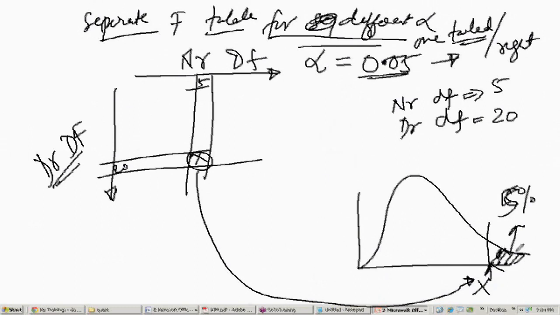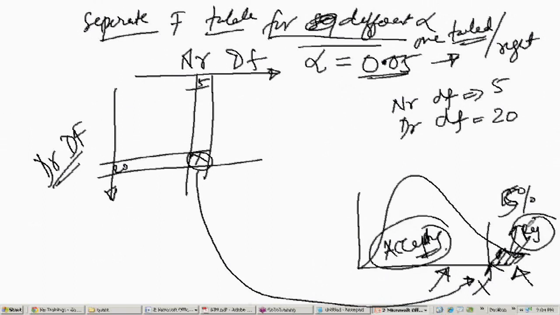Okay, from the formula you will find out the formula value. The formula value can be here or it can be here. If it is here, you will be rejecting the null. Here you will be accepting the null. When you are accepting the null, it means no relationship. When you are rejecting the null, it means that there is some relationship: at least one of the Bi is not equal to 0.